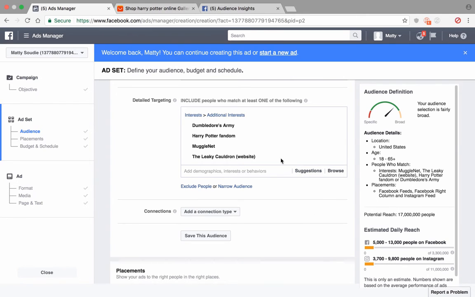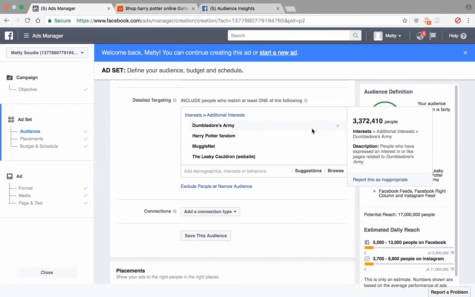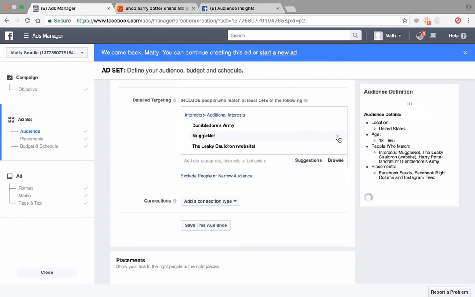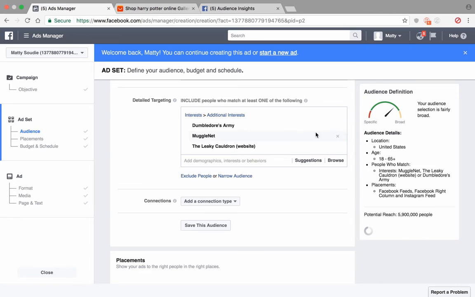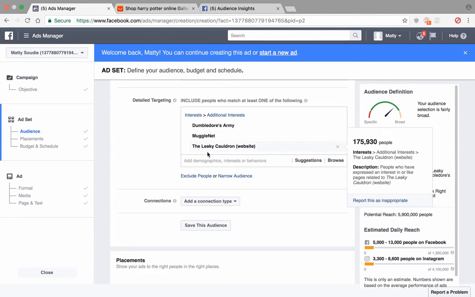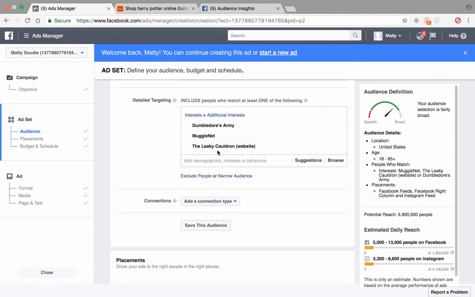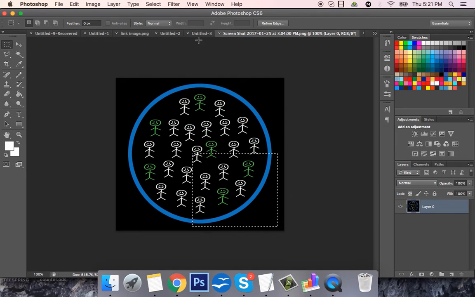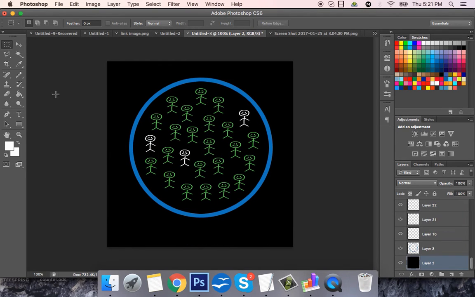So again, 17 million isn't too bad. I think let's kind of delete. All right, let's delete Harry Potter fandom. But I reckon that's pretty interested. But let's just delete that anyway. So we got Muggle.net, the Leaky Cauldron website, which I would never have known about, but these look pretty targeted to me. So now what we're doing is, instead of a pool that looks like this, we've now got a pool that looks like this.